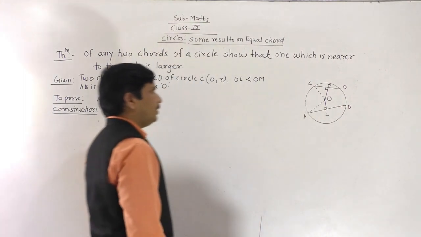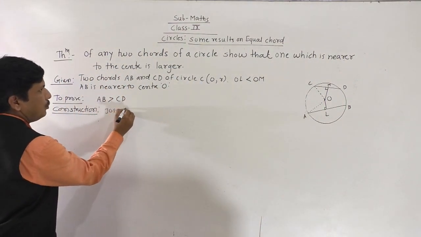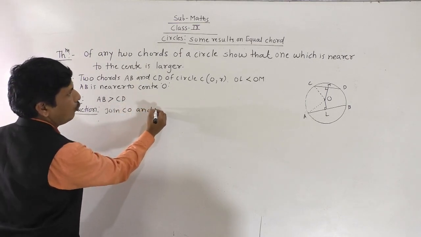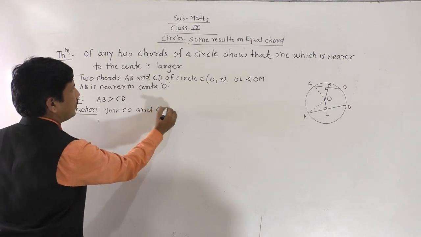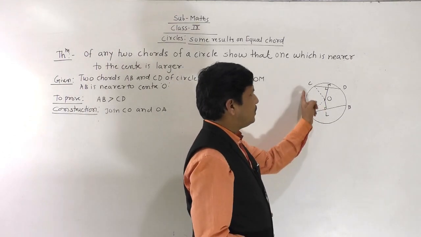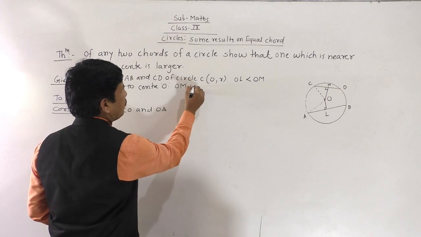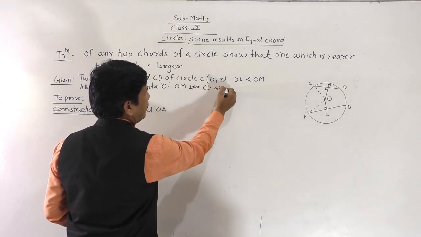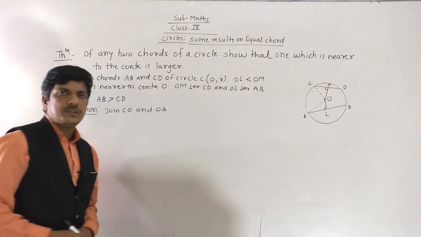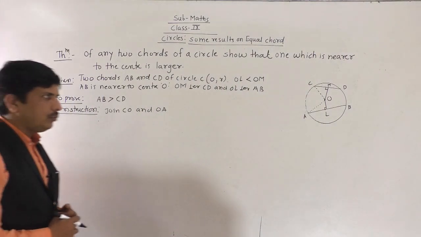Okay, so join CO and OA. In the given, one more thing we need to explain: OM is perpendicular to CD and OL is perpendicular to AB. That we need to mention in the given things. AB is greater than CD, that is our target, this we have to prove.